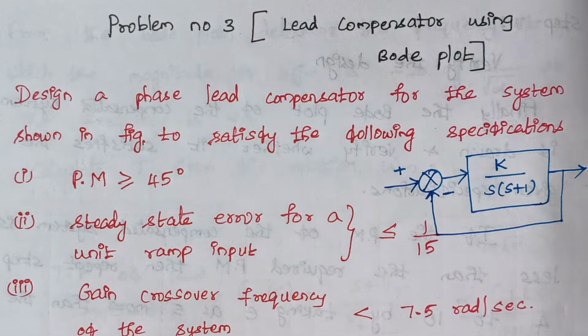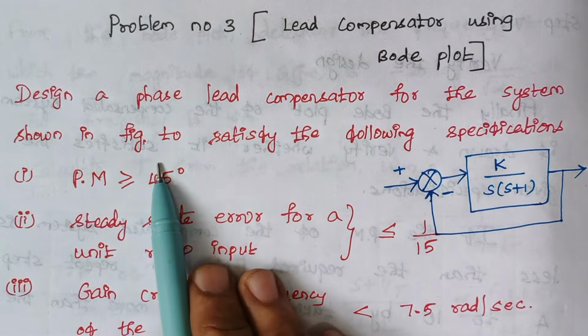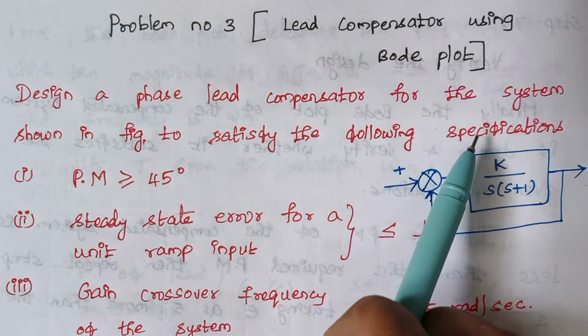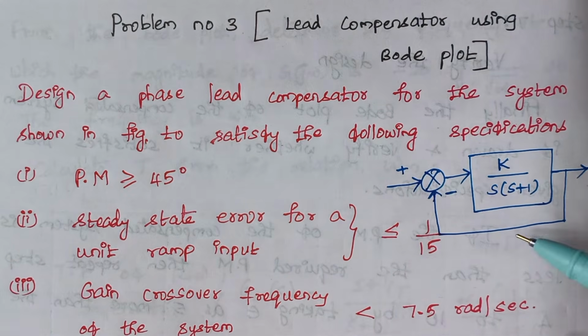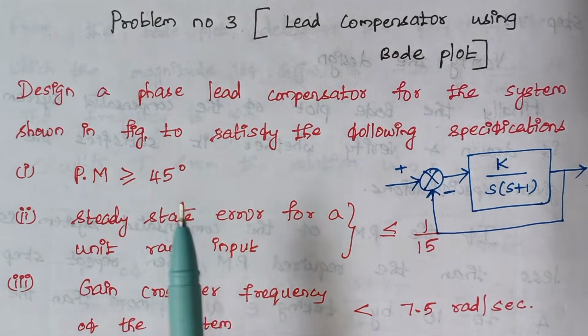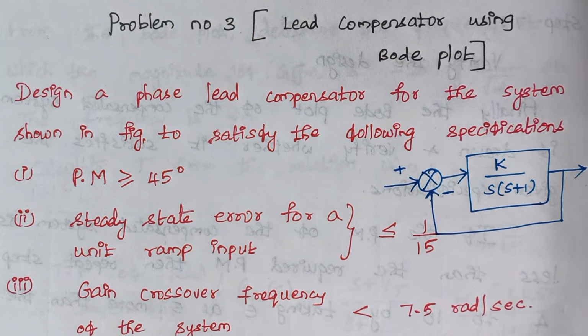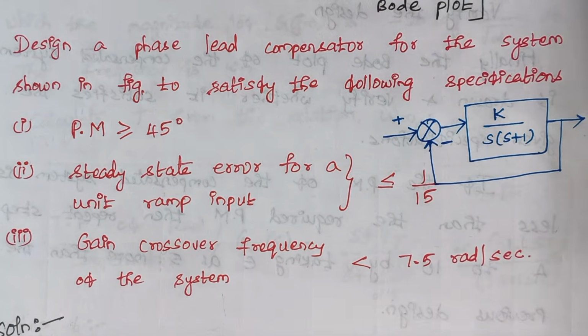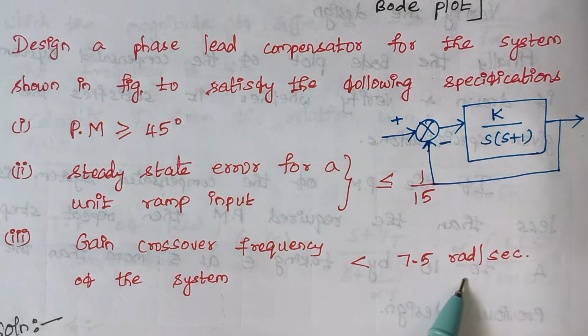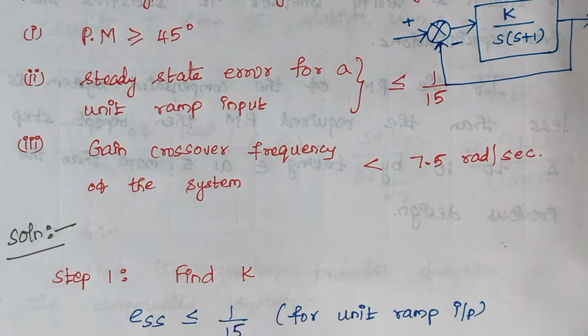Today we are going to solve problem number 3 under the topic lead compensator using Bode plot. The problem is to design a phase lead compensator for the system shown in the figure to satisfy the following specifications. So this is the system, right? Here the phase margin should be greater than or equal to 45 degrees, steady state error for ramp input is less than or equal to 1 by 15, and gain crossover frequency of the system is less than 7.5 radian per second. Right. So step 1 is find K.